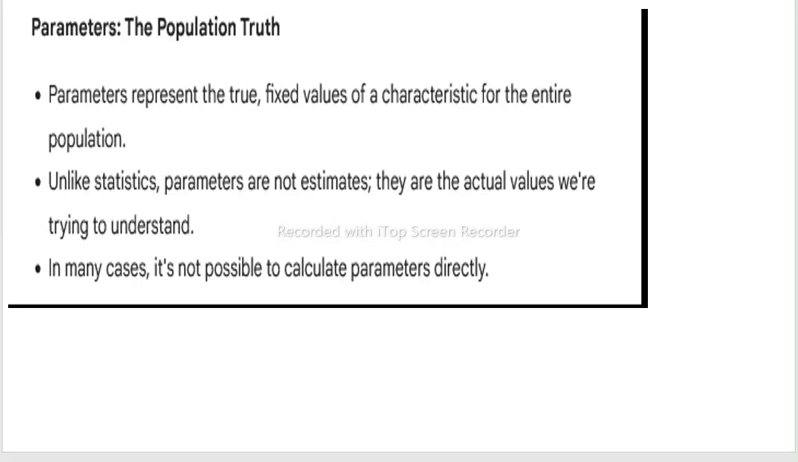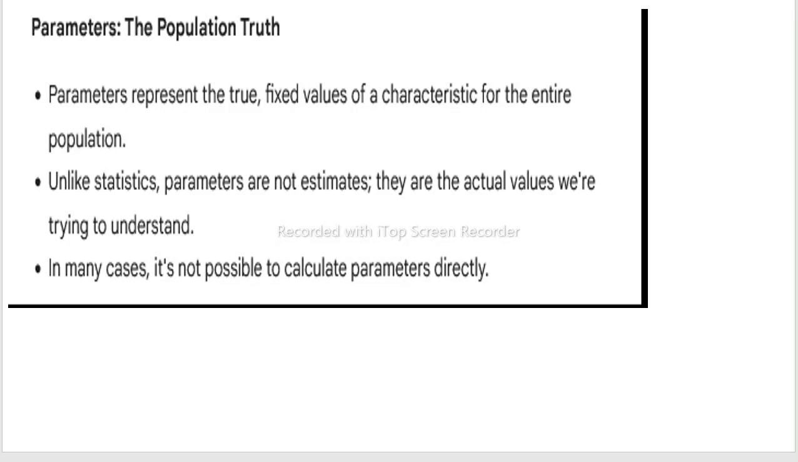Parameters, the population truth. Parameters are like the holy grail of data analysis, the true values we seek for the entire population. Going back to our student height example, the average height of all students in your school is a parameter. This is the fixed value we would love to know, but unless we measure every single student, it is not practical to determine it directly.